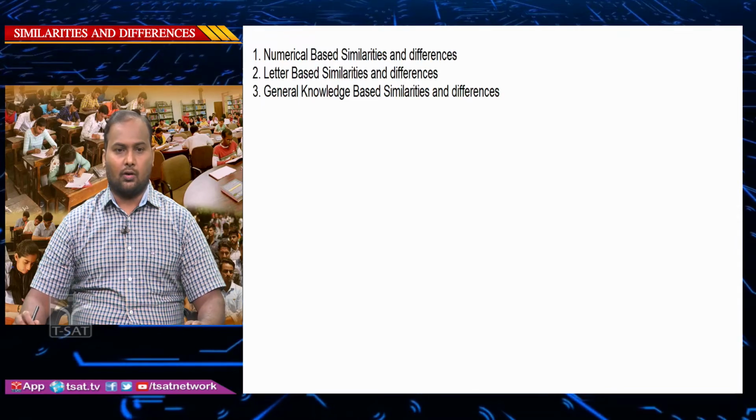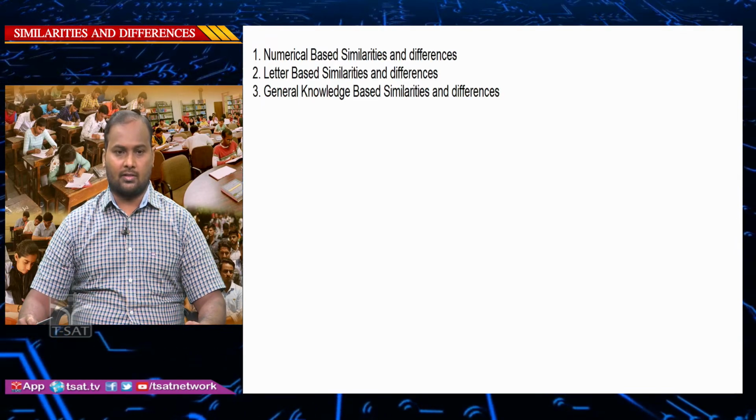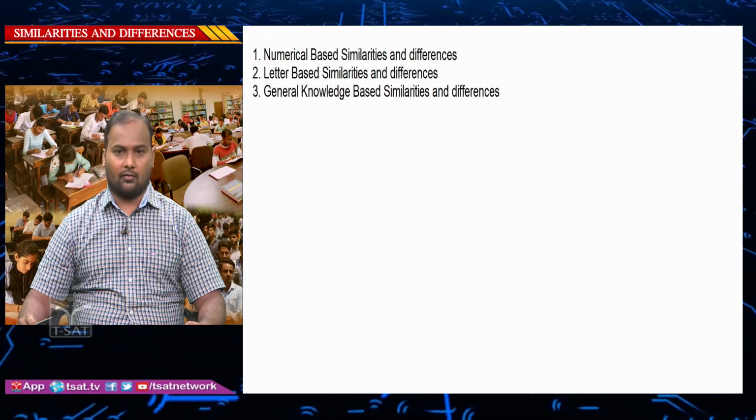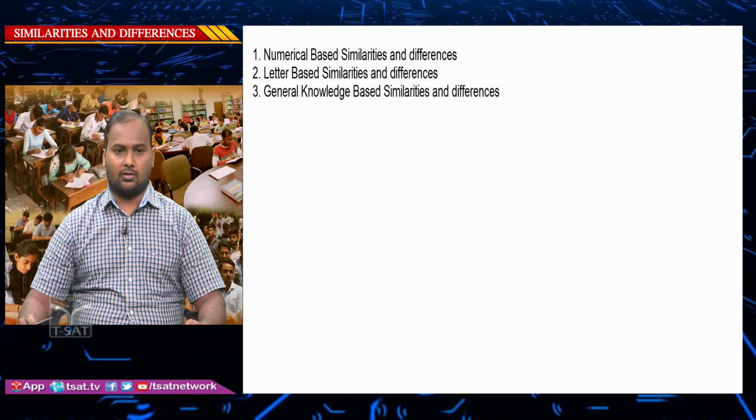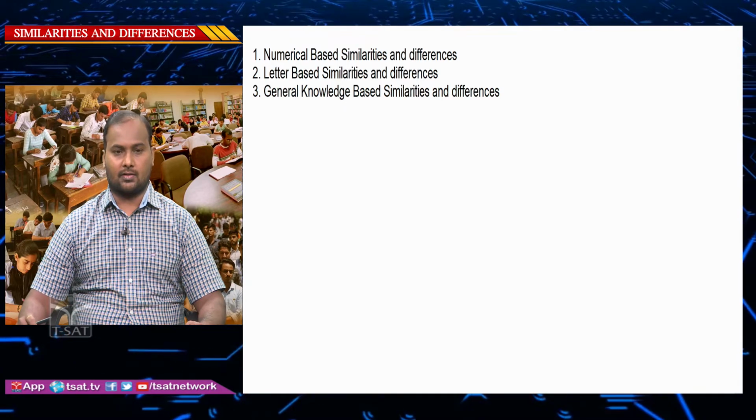In similarities and differences, we have a total of three types. These are the three types. One is numerical based similarities and differences, the other one is letter based similarities and differences, followed by the very important general knowledge or vocabulary based similarities and differences.